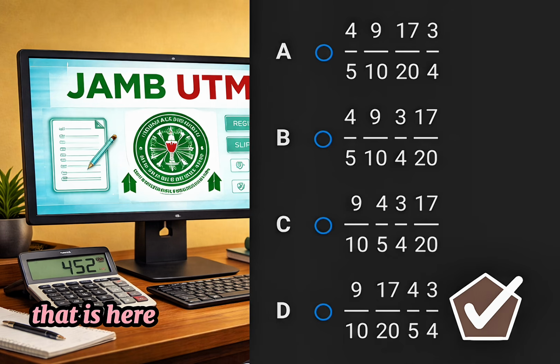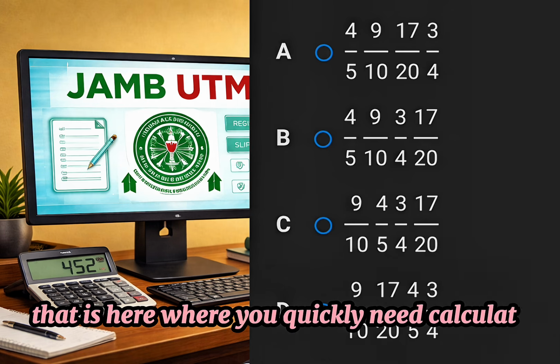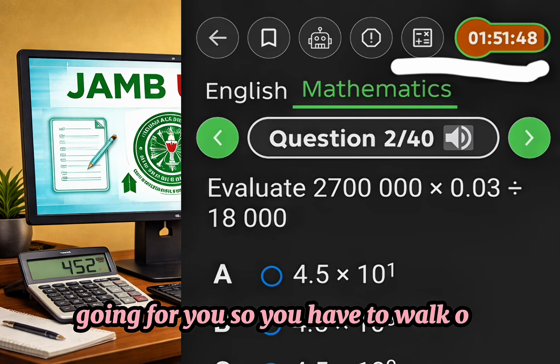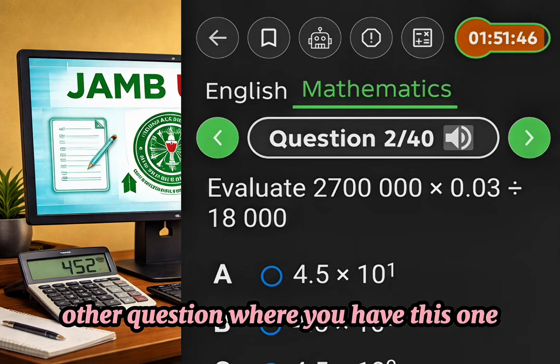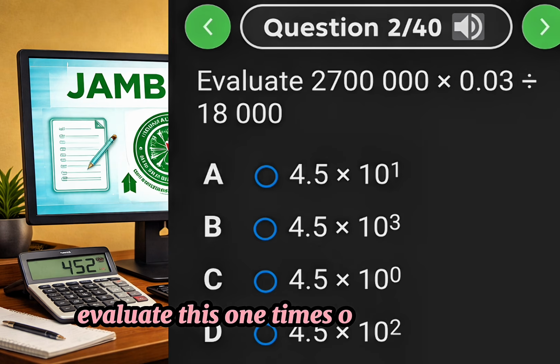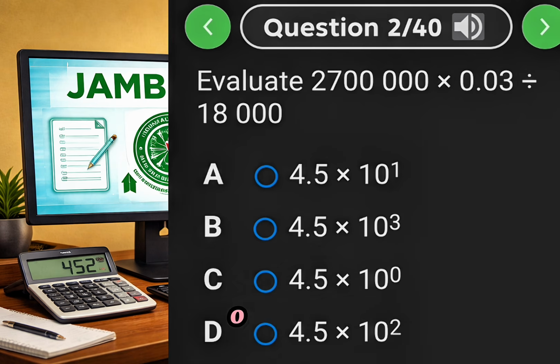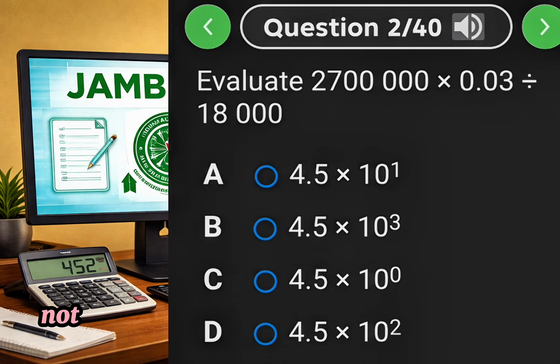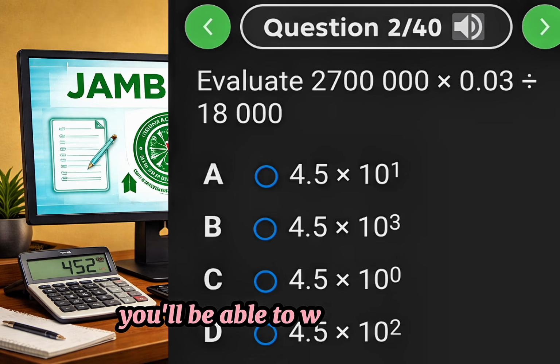So that is where you quickly need to calculate, and time is spent fast, so you have to work on other questions where you have this one. Evaluate this one times 0.03 divided by 18,000. Of course, you can put this in standard form to get it. Not everything you need to punch on a calculator, but if you know the standard rules, you know how to use indices, convert to indices and other things, you'll be able to work on that.